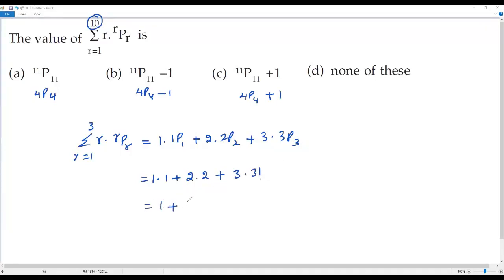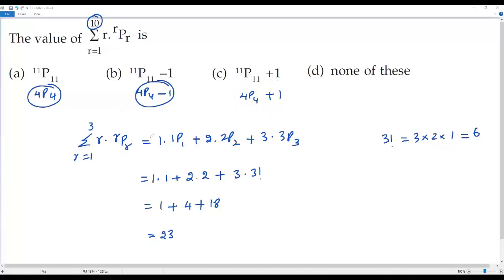1 times 1 is 1, 2 times 2 is 4, and 3 factorial is 3 times 2 times 1, which is 6. So the value of 3 factorial is 6. 6 times 3 is 18. So 1 plus 4 is 5, and 5 plus 18 is 23. So when the maximum value of r is 3 in the given series, its value is just 23.